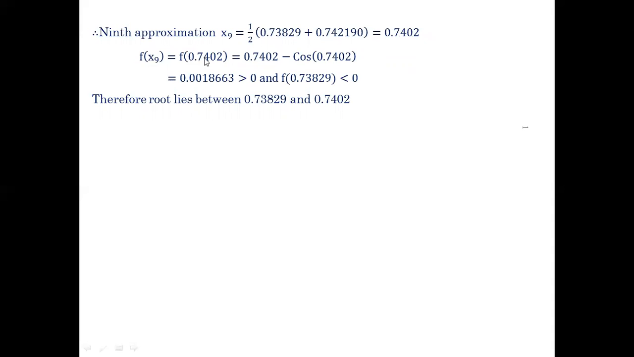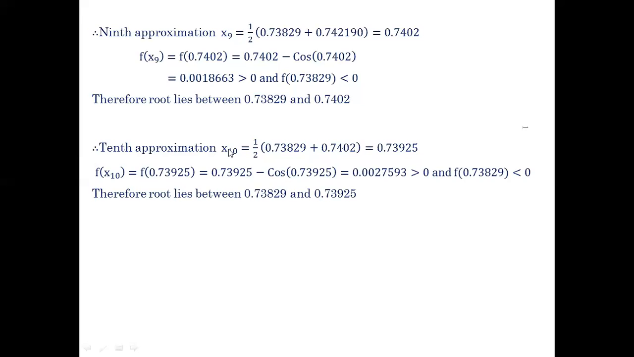x9 is equal to 0.7402, f(x) equals x minus cos x. After simplification, we get 0.0018663, greater than 0, and the negative value in the previous step, f(0.73829), is less than 0. Therefore, the root lies between 0.73829 and 0.7402. Therefore, the tenth approximation x10 is equal to 1/2 into 0.73829 plus 0.7402, which is equal to 0.73925. Then you find f of x10.